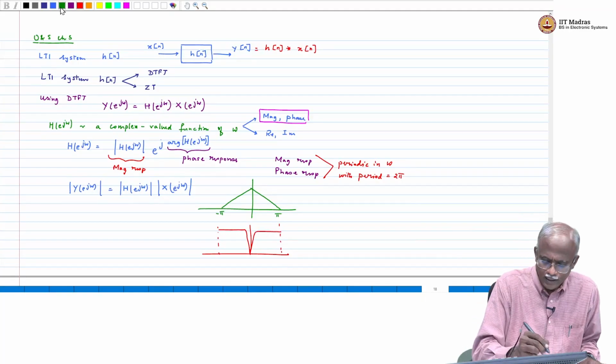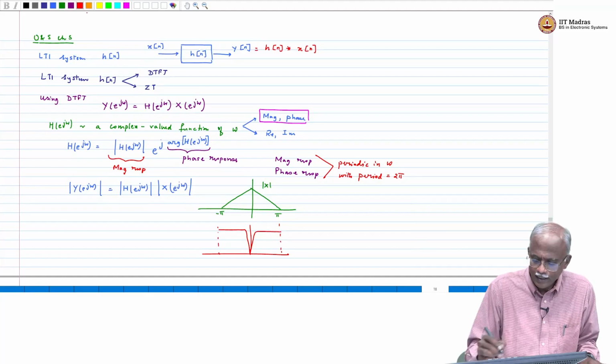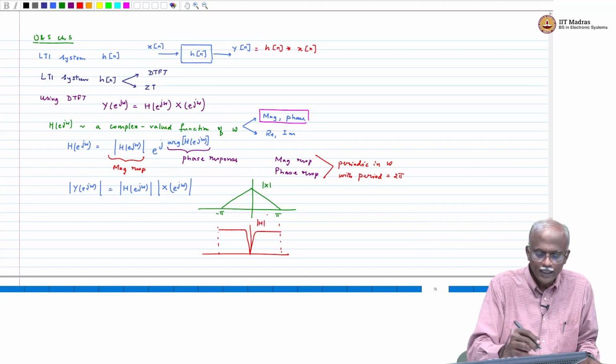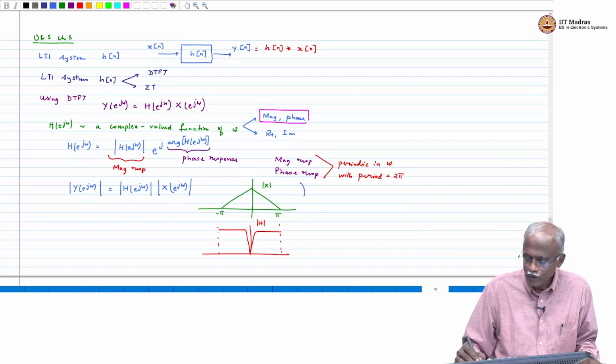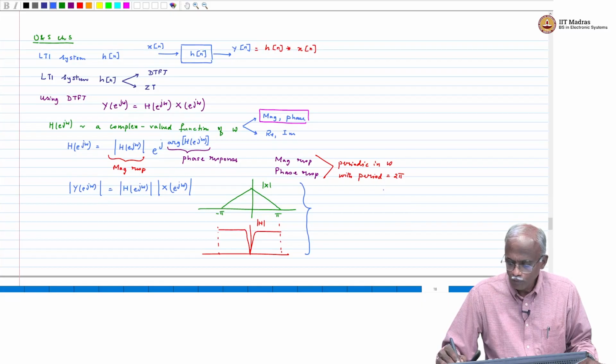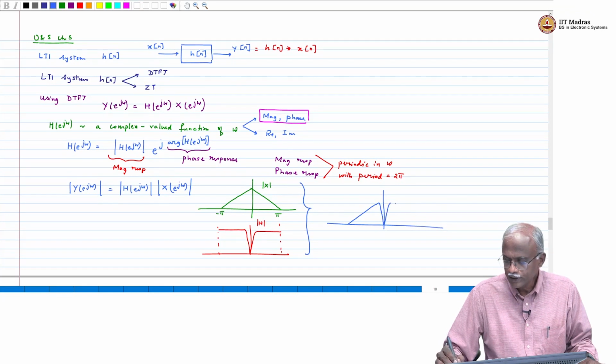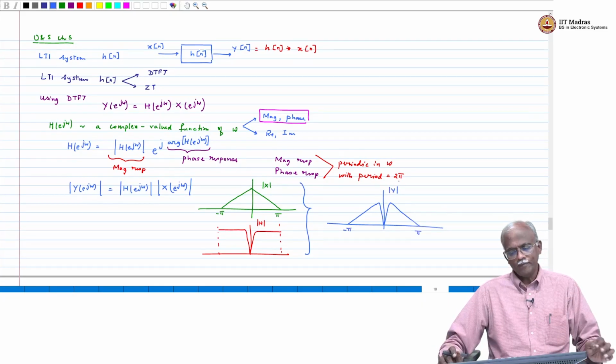So this green line is the magnitude of x, the red line is the magnitude of h. Now, if you combine these two, you get the magnitude response of y. It will be a product of these two terms. So what you see is you will see these frequencies, and then you will see a null, and then you will see the remaining frequencies. So minus pi to pi, this will be the magnitude of y.